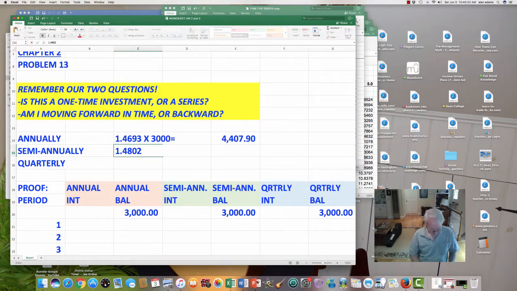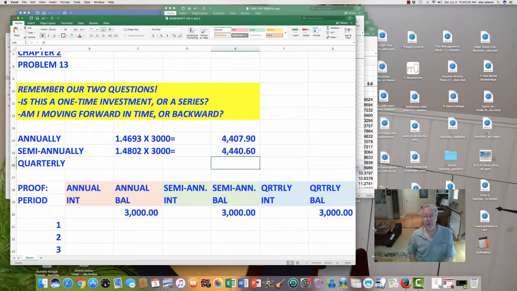1.4802, and we multiply that by the same amount, the amount we invested. Let's have a sanity check, okay? We know that the more often we compound, the greater the number has to be. So when you math this out, if you get a number smaller than 4407.9, you know you've done something wrong. The more often you compound, the greater the number's got to be when you move forward into the future. So 1.4802 multiplied by $3,000, the initial investment, is going to give us 4440.6. So far, so good.